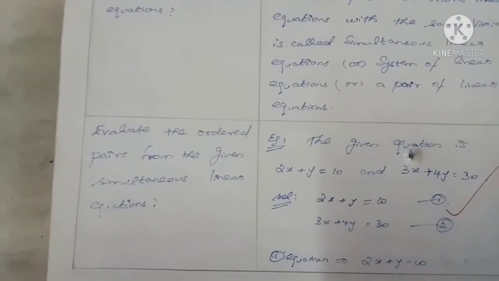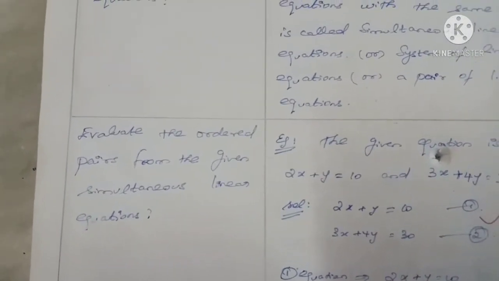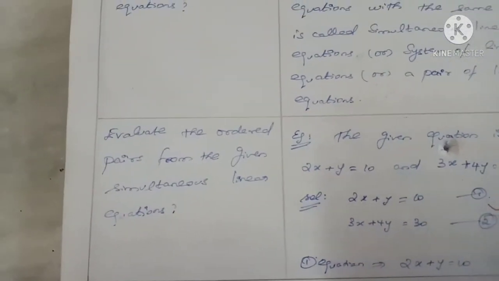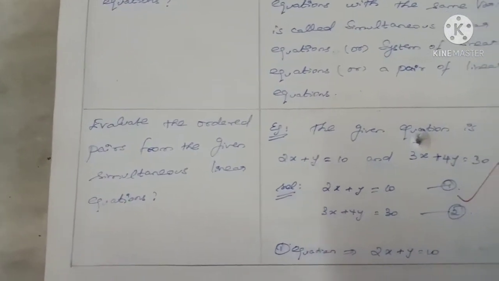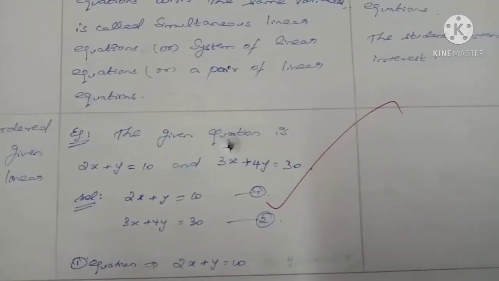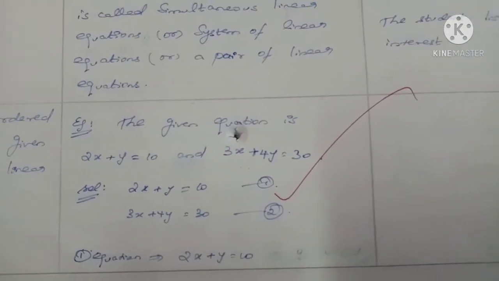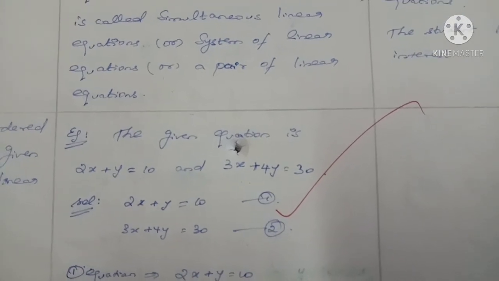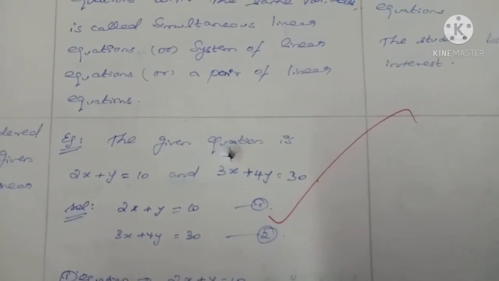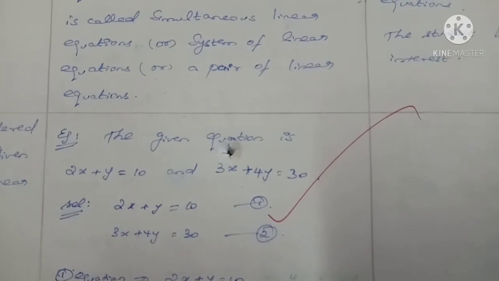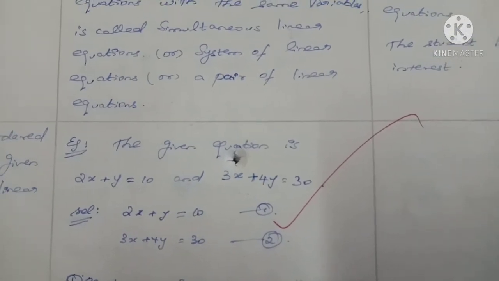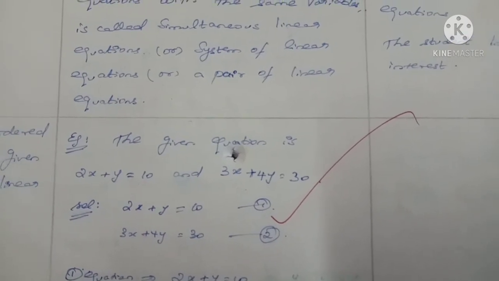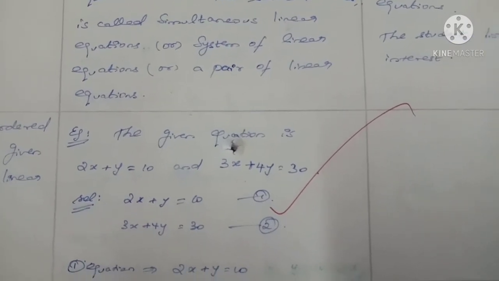In the next row, first box, evaluate the ordered pairs from the given simultaneous linear equations. In the next box, we have to write an example. The given equations are 2x plus y equal to 10 and 3x plus 4y equal to 30. Then the solution: 2x plus y equal to 10 is the first equation, and 3x plus 4y equal to 30 is the second equation.